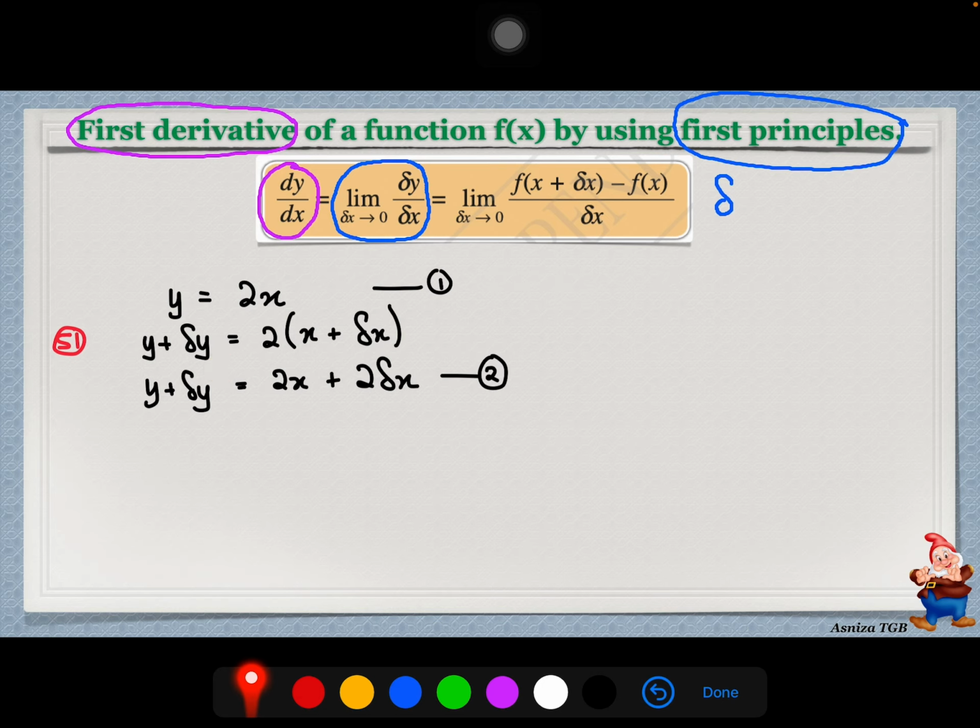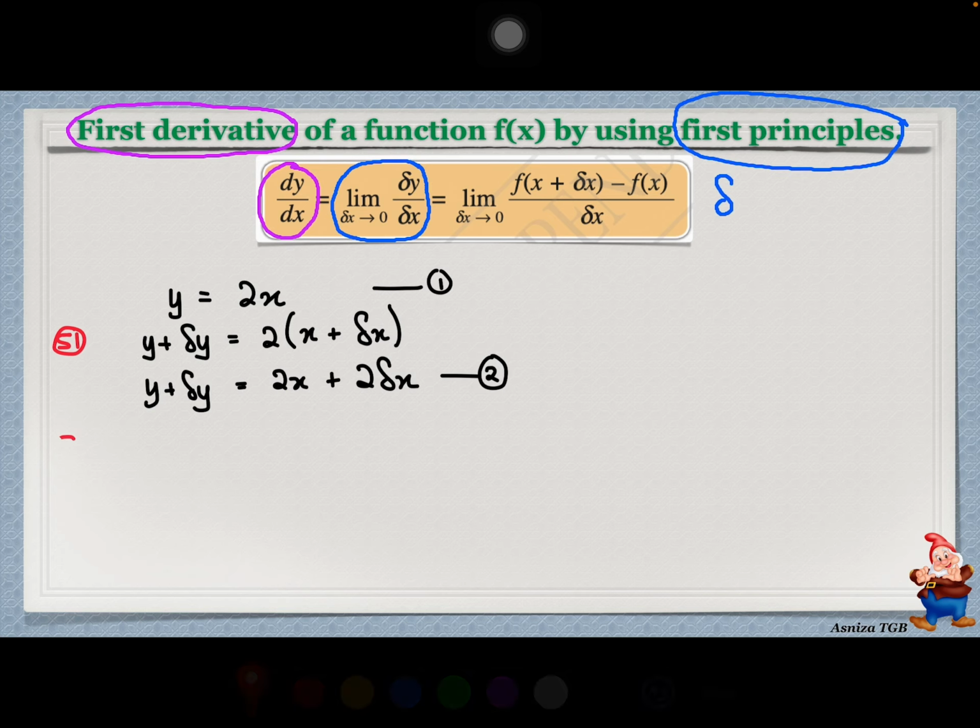Then we expand the right hand side. So we have the equation y plus delta y equals 2x plus 2 delta x. Now we have two equations. The first is the original equation. After a small change in the values of x and y, we have another relation: y plus delta y equals 2x plus 2 delta x. That is the first step, to find the new relation for the function when both variables x and y have a small change.